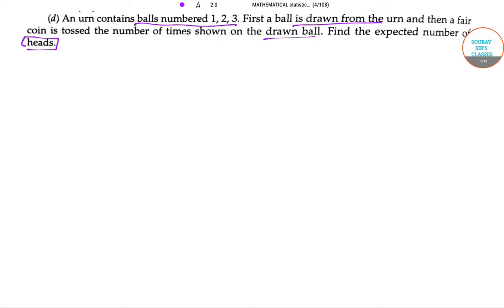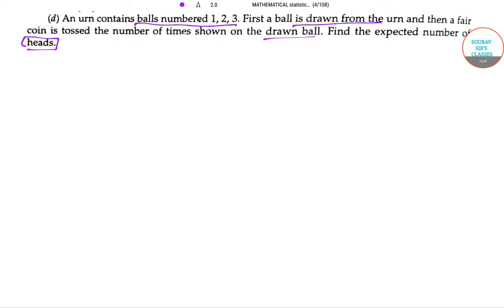So first let us actually understand the sum. You draw a ball, say 1, 2 or 3, and then you toss the coin the number of times the number is shown on the ball. Say you draw ball number 2, so you toss the coin 2 times. Say the ball number 3 came out, then you need to toss the coin 3 times, and then you need to find out the expected number of heads.